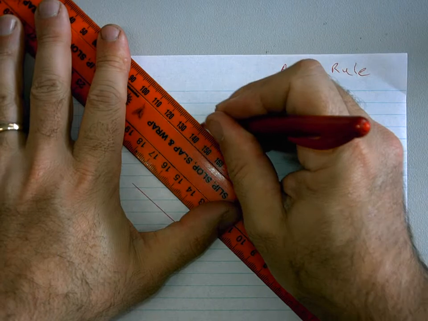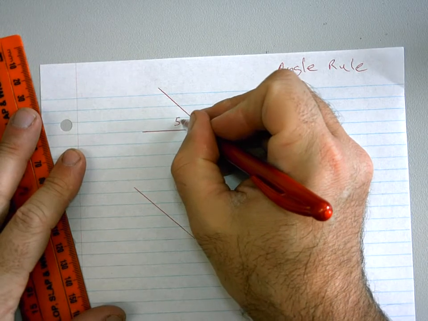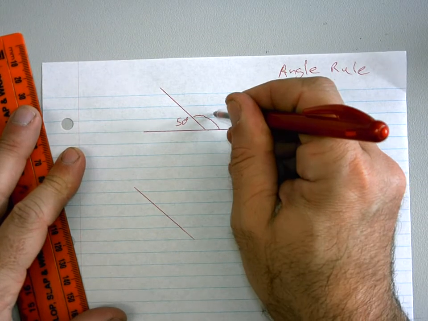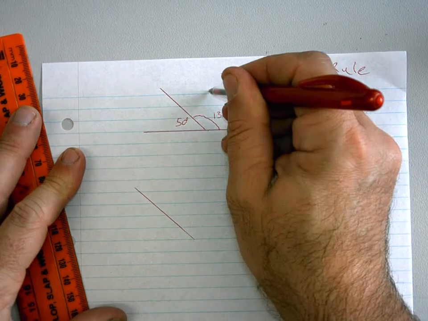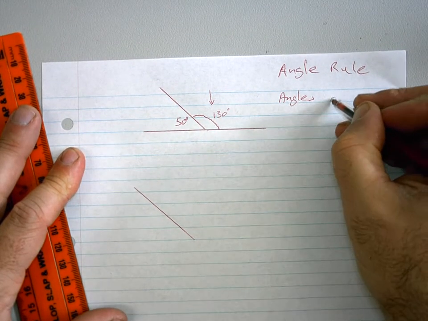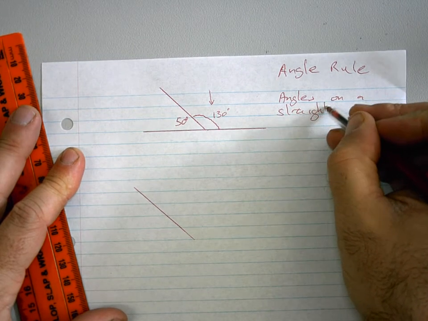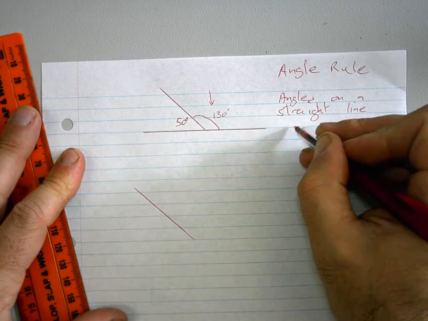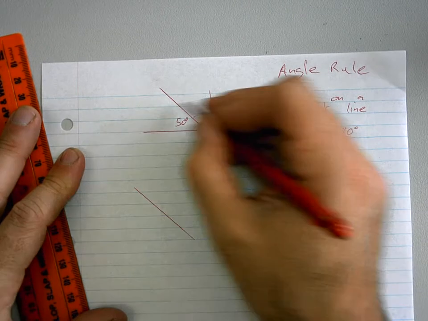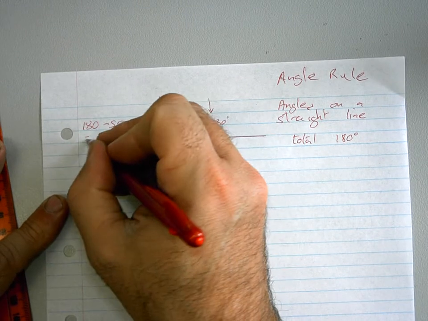So if I take some angles like this, and I tell you that that one is, I'm just making this up, 50 degrees, then you can work out that that one is 130 degrees. That's the one we just worked out, because angles on a straight line total 180 degrees. So what I've just done here to work that out is I did 180 take away 50 equals 130.